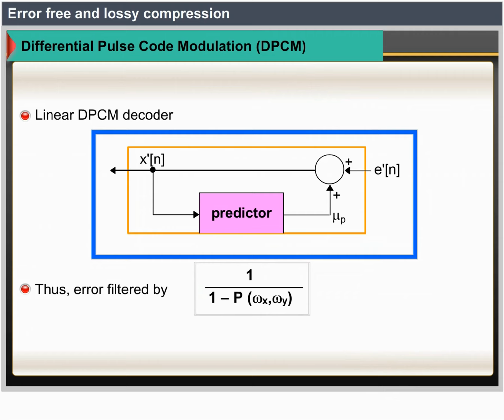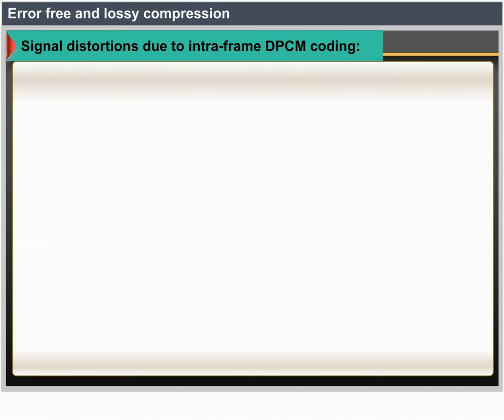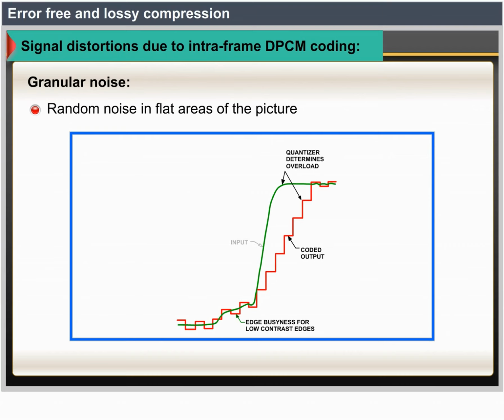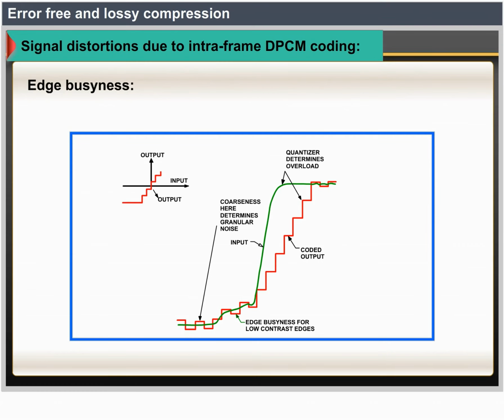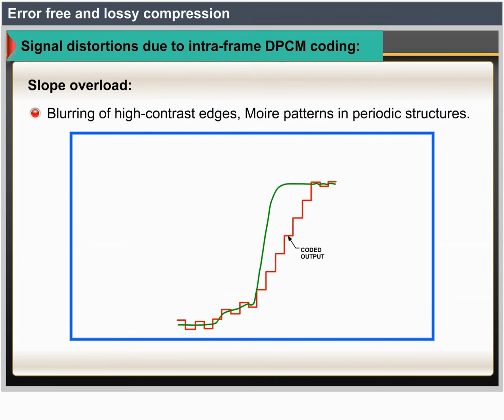Signal distortions due to intra-frame DPCM coding. Granular noise: random noise in flat areas of the picture. Edge busyness: jittery appearance of edges for video. Slope overload: blur of high contrast edges, moire pattern in periodic structure.